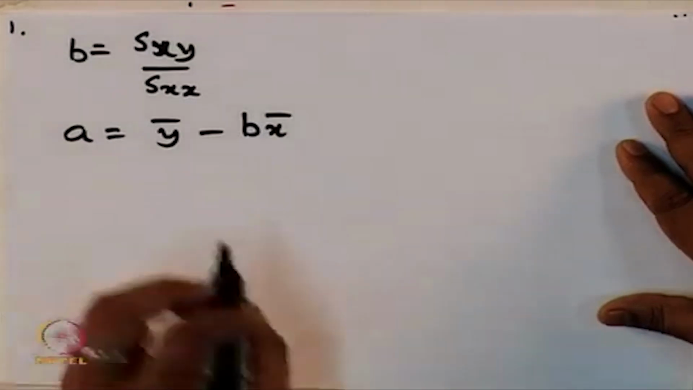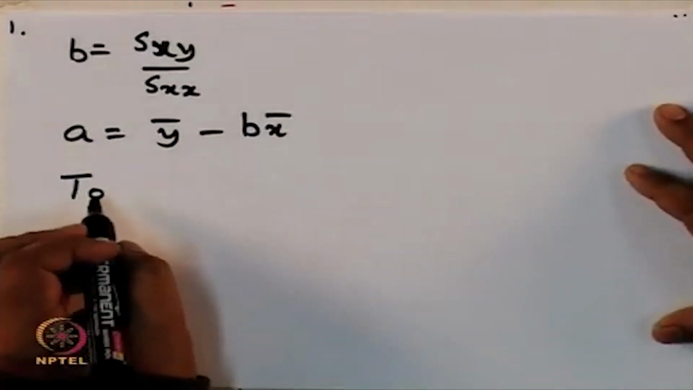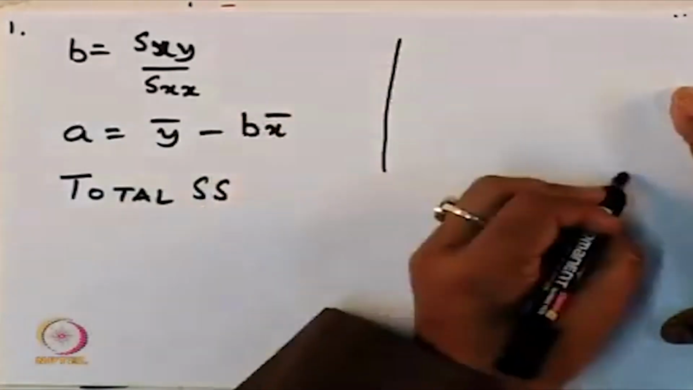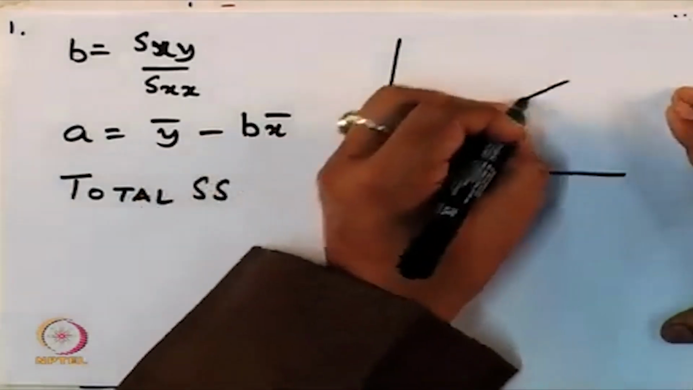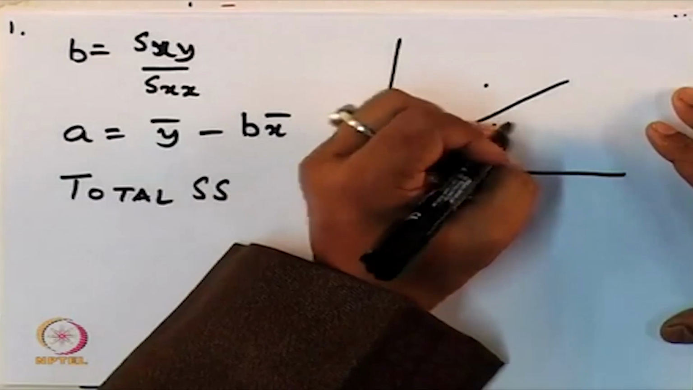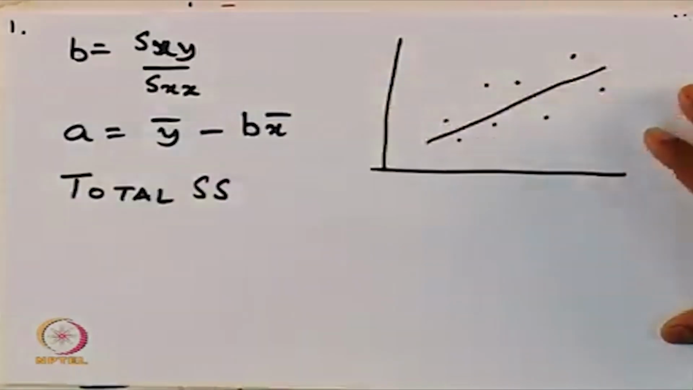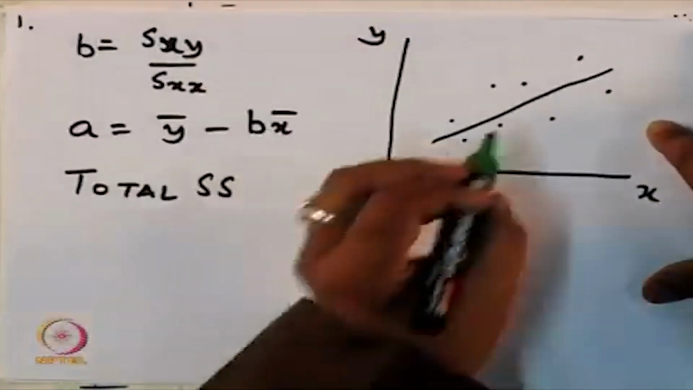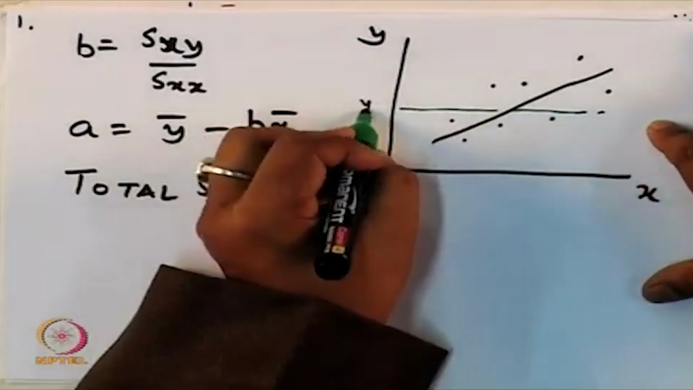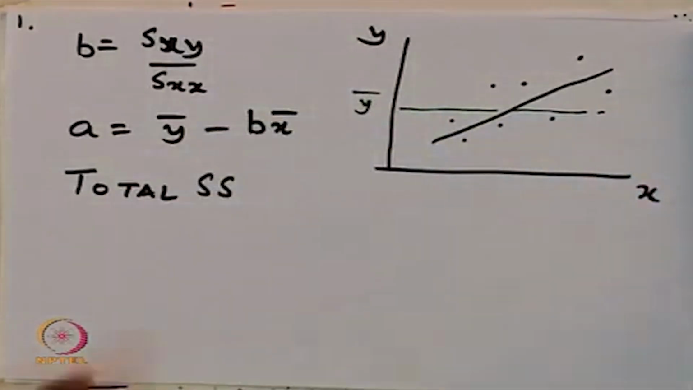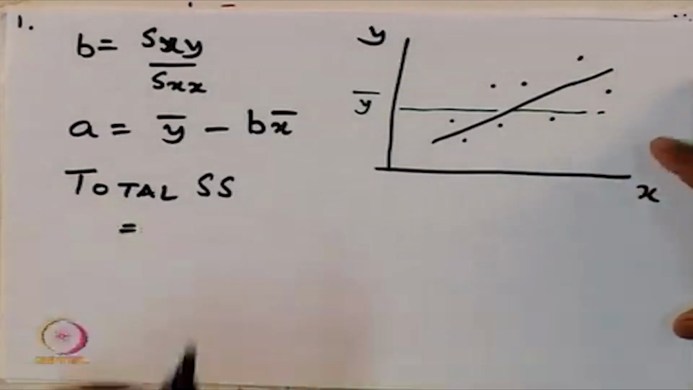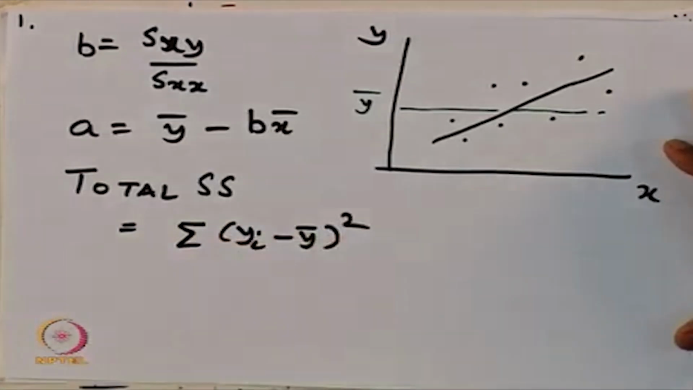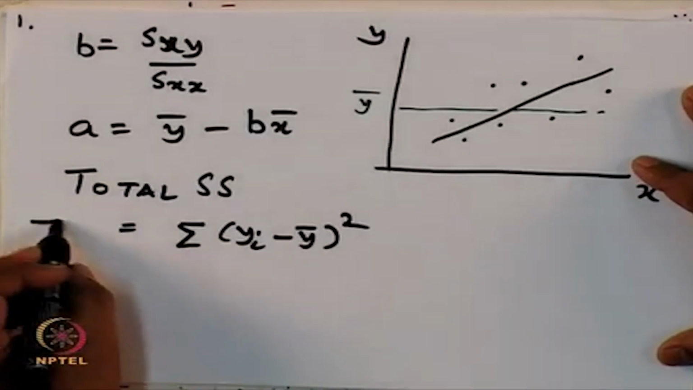So, my total SS, or total sum of squares. Again, let me draw. You have this line, and you have these points. This is your x, this is your y, and let us assume that when you do your averaging, this is your y bar value. So, your total sum of squares is going to be the deviation of these y values from y bar. This is your TSS value.